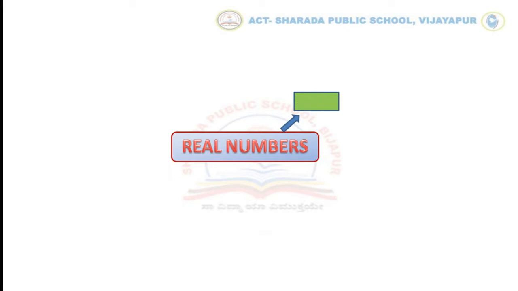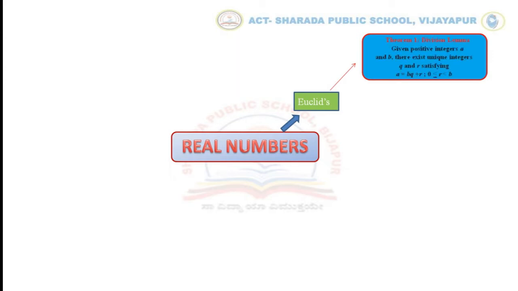Euclid's. Euclid's has given the division lemma and using this division algorithm. So theorem 1, division lemma. Given positive integers a and b, there exist unique integers q and r satisfying a is equal to bq plus r, and the condition is 0 is less than or equal to r and r is less than b.